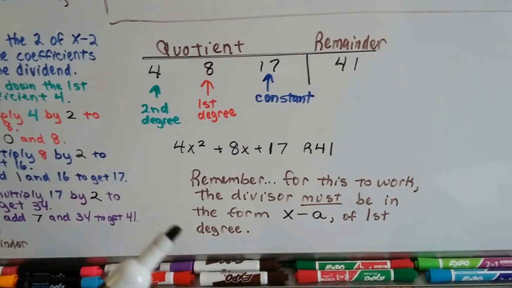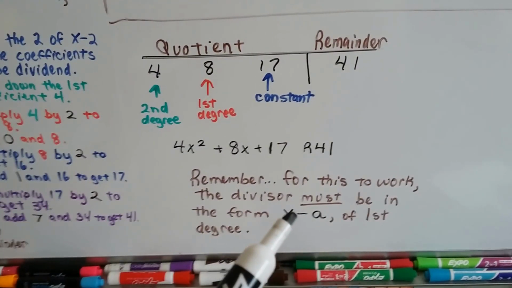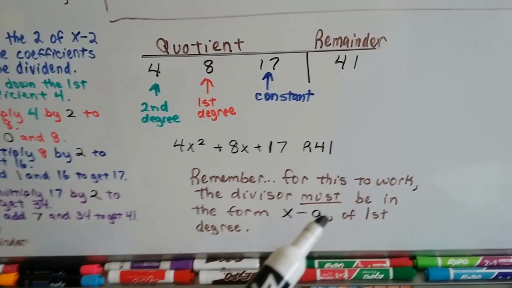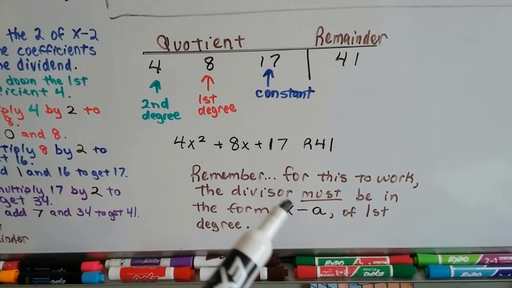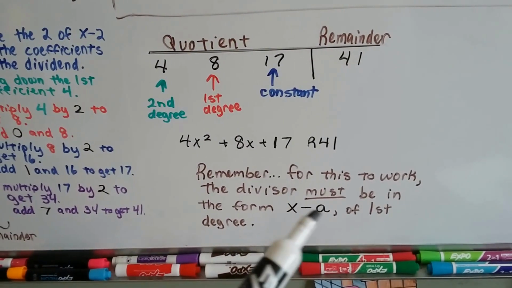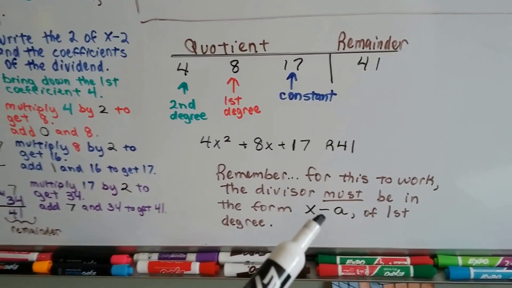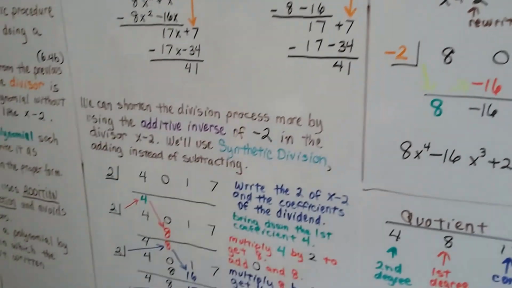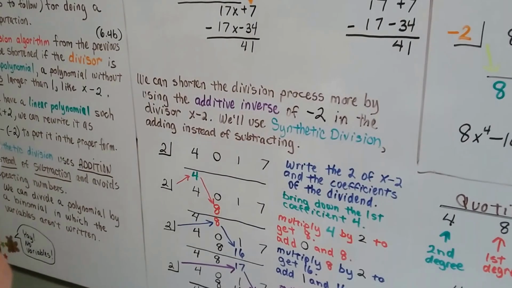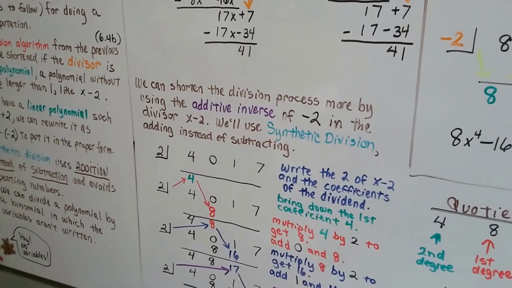So remember, for this to work, the divisor must be in the form x minus a, or x minus 1, or x minus 2, or whatever. But it's got to be in the first degree with no exponent here. Okay, and there's got to be a minus. And if it's a plus, we can rewrite it as a negative of a negative, like we did over here, x minus negative 2, okay?